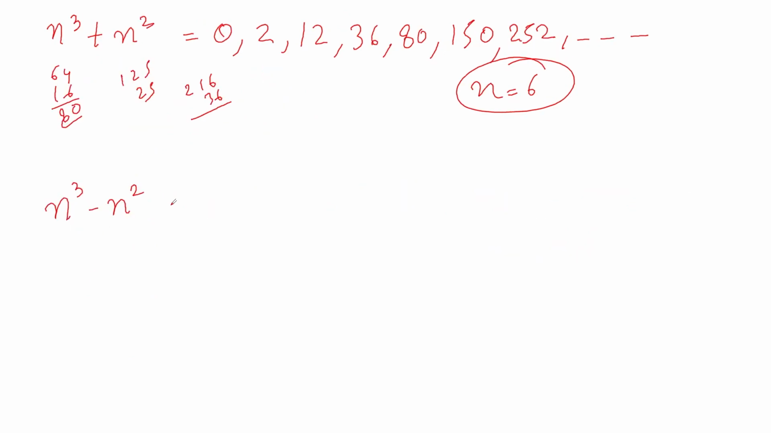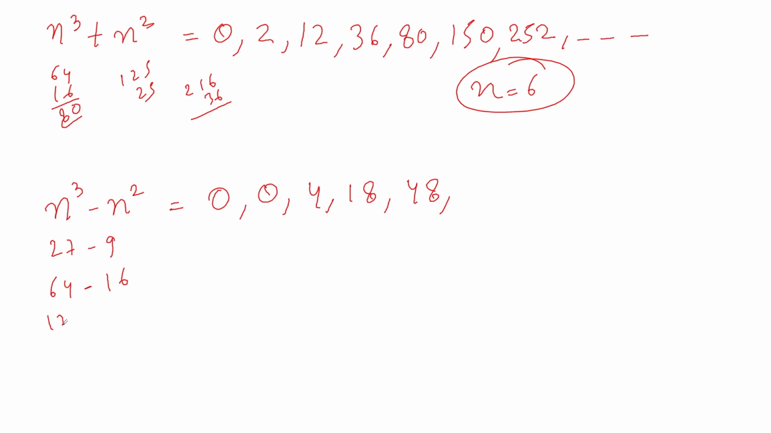So for n is equal to 0, 0. For n is equal to 1, again 0. N is equal to 2 will be 8 minus 4, that is 4. N is equal to 3 will be 27 minus 9, will be 18. The next will be 64 minus 16. So when you do 64 minus 16, you get 48.